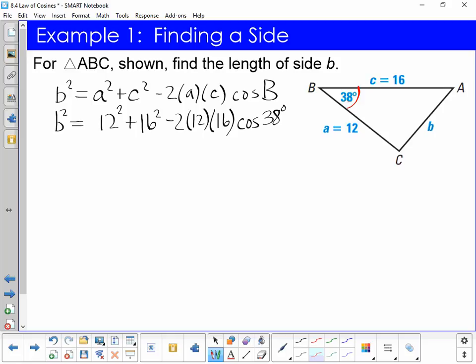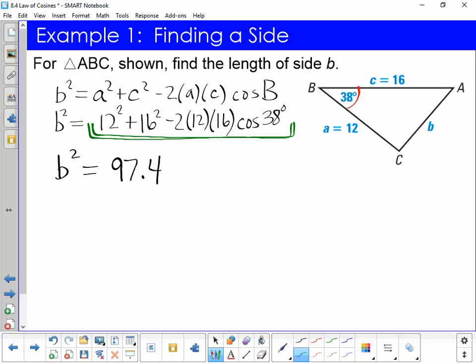Okay, so we've got this formula for b squared. We've filled in the information we know, and you might notice that at this point, everything on the right side of that equation is just a number. That's literally just a number that we want to calculate, and you could calculate different parts of it separately if you want, but I find it easier to just type this into my calculator as is. 12 squared plus 16 squared minus 2 times 12 times 16 cosine 38 degrees. Make sure you're in degree mode, and as we do that, we find that b squared is equal to 97.4.